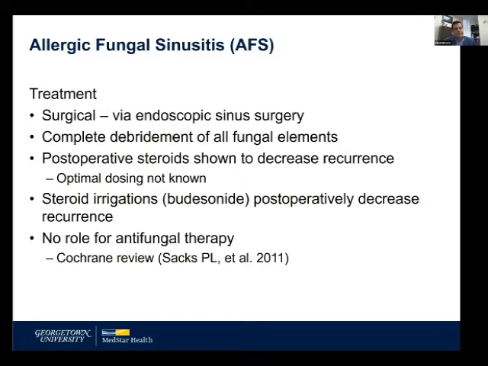Some treat this with a few days, some a few weeks, and some people have talked about doing it for years at a time. Obviously, that has significant side effects and morbidity associated with it. Steroid irrigations have been kind of a cornerstone of managing these patients in the initial post-op period, typically with budesonide, where you basically take the Pulmicort respules and mix them in with a neti pot or the squeeze bottle version of it and irrigate after, because it keeps down the inflammation. You avoid the systemic toxicity, and it rinses out any of those residual fungal elements.